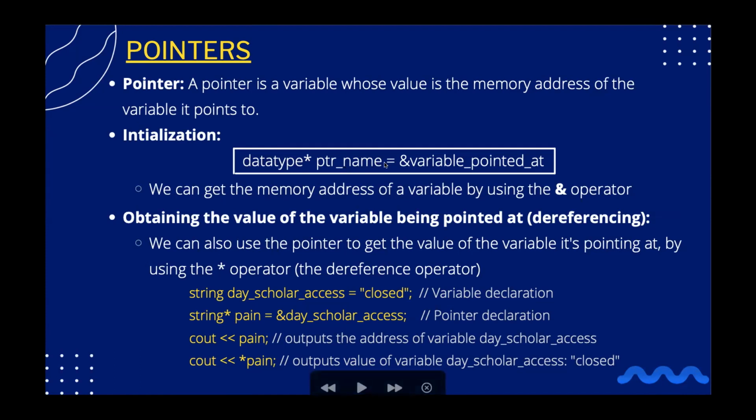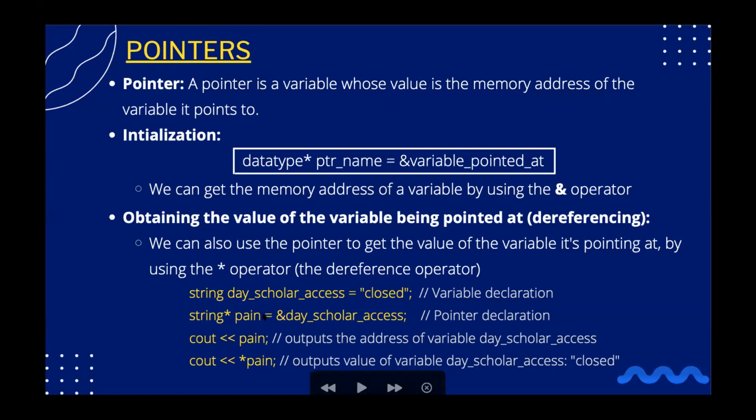And then this equals to sign, and then we have this ampersand symbol. This ampersand is known as the referencing operator. As you can see below, this ampersand operator is going to give you the memory address of a particular variable. And which variable? It's the variable that comes after the ampersand towards the right side. So for example, if we take a look at the code at the bottom, we have the variable string day scholar access, and then its value is closed.